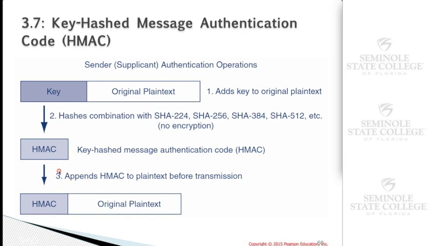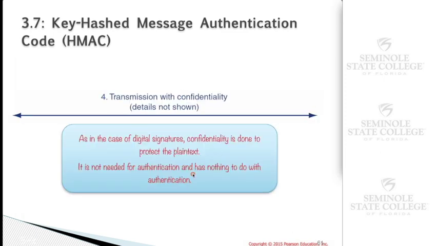Okay, now you append the HMAC to the plain text and you transmit that. You transmit with confidentiality. What do you mean by that? That means you are actually encrypting it so nobody else can peek into it and read it. As in the case of a digital signature, confidentiality is done to protect the plain text. It is not needed for authentication and has nothing to do with authentication.